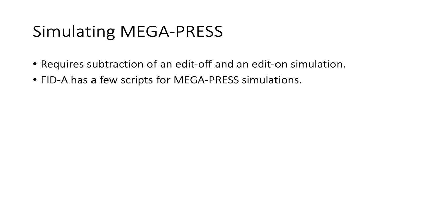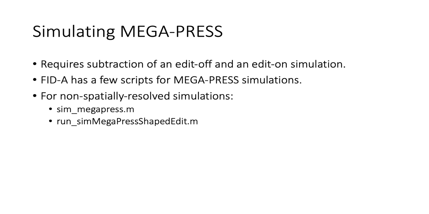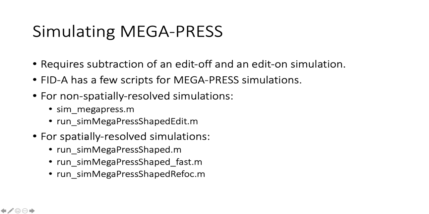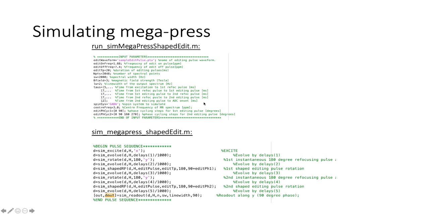FID-A has a few built-in simulation scripts for MEGA-PRESS, and you can use both non-spatially resolved simulations using these two functions, but you can also do spatially resolved simulations depending on the level of accuracy that you need. In this example today, I'm just going to show you the function run_sim_megapress_shaped_edit, which does not include spatially resolved simulations, but it does take into account the exact shapes of the editing pulse.